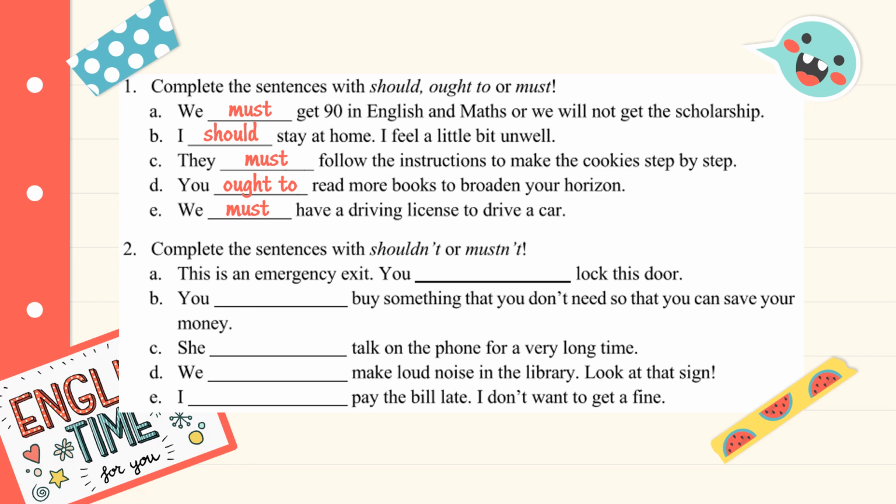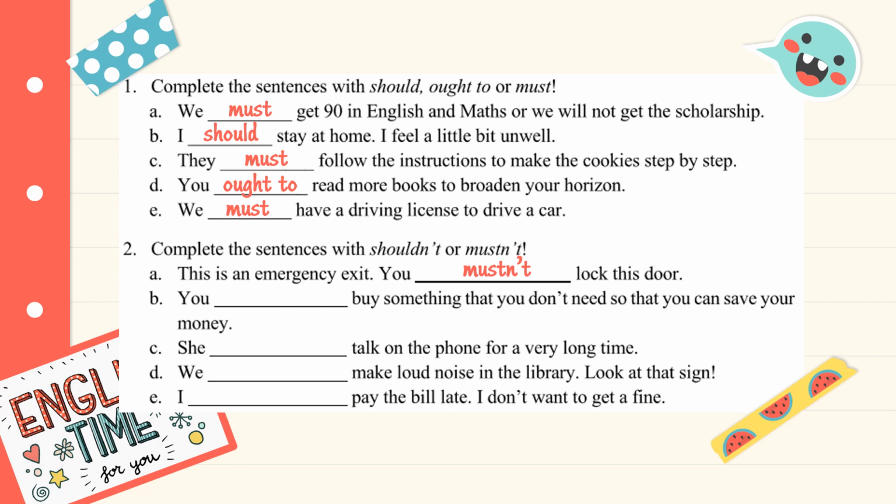Okay, let's look at A. This is an emergency exit. You blank lock this door. If this is an emergency exit, you must be able to go through that exit anytime you have to in an emergency situation, right? So it cannot be locked. The answer must be mustn't.